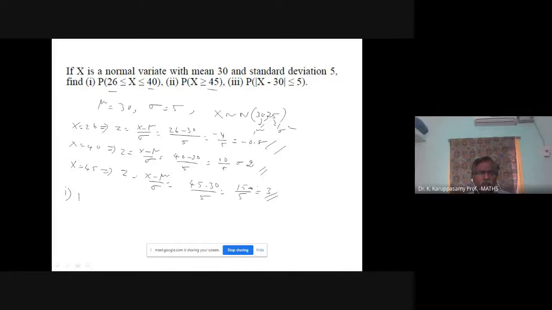First subdivision, probability of 26 less than or equal to x less than or equal to 40. Convert this problem in terms of z. 26 means minus 0.8. Then 40 is equivalent to z equal to 2. So minus 0.8 to 2 of z. We need to find this value. It is already discussed in the previous problem.